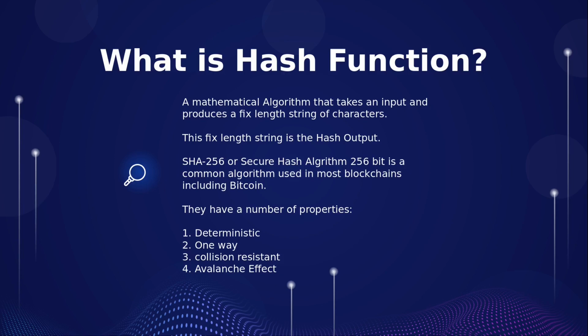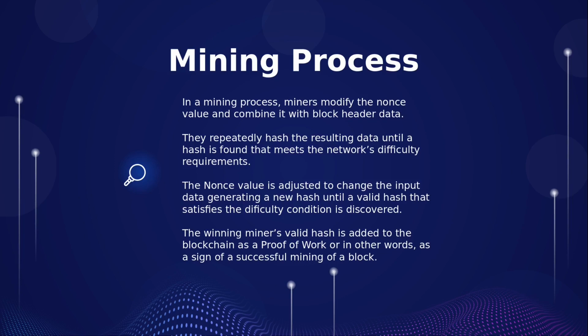In the mining process, miners modify the nonce value and combine it with the block header data. They repeatedly hash the resulting data until a hash is found that meets the network's difficulty requirements. This involves finding a hash that has a certain number of leading zeros in the case of proof of work. The nonce value is adjusted to change the input data, generating a new hash until a valid hash that satisfies the difficulty condition is discovered.